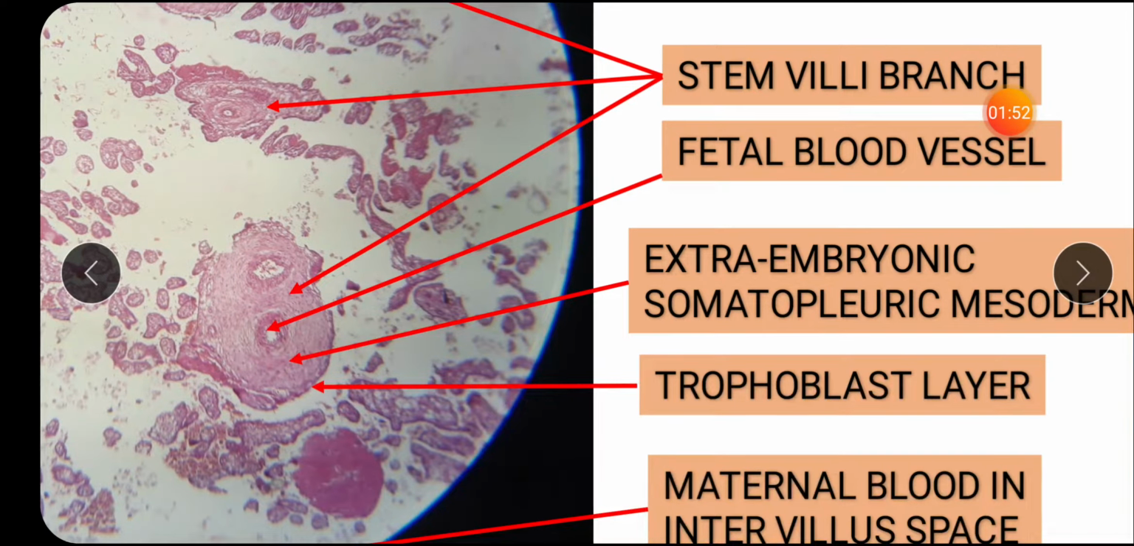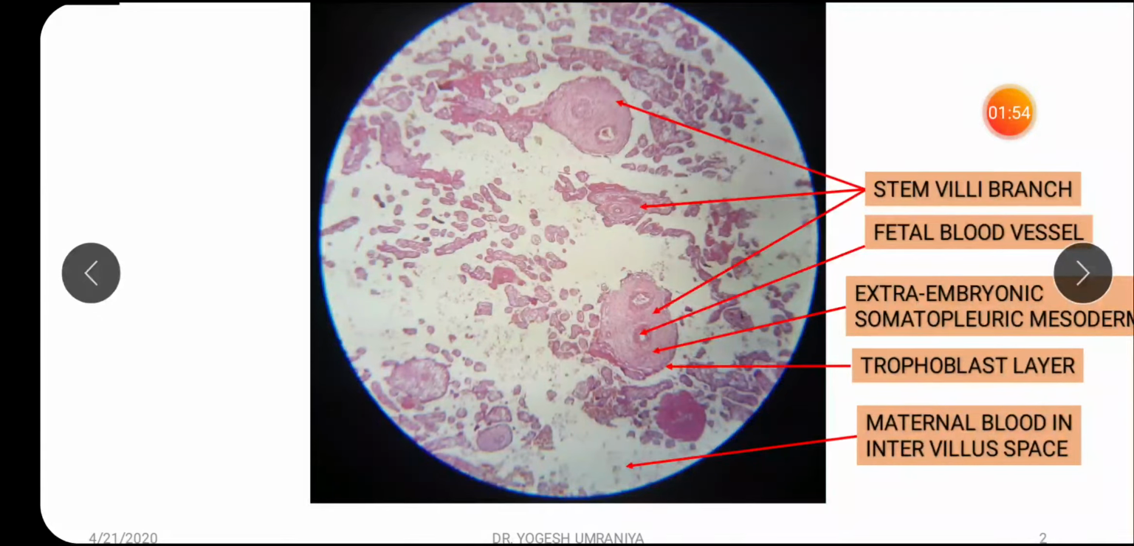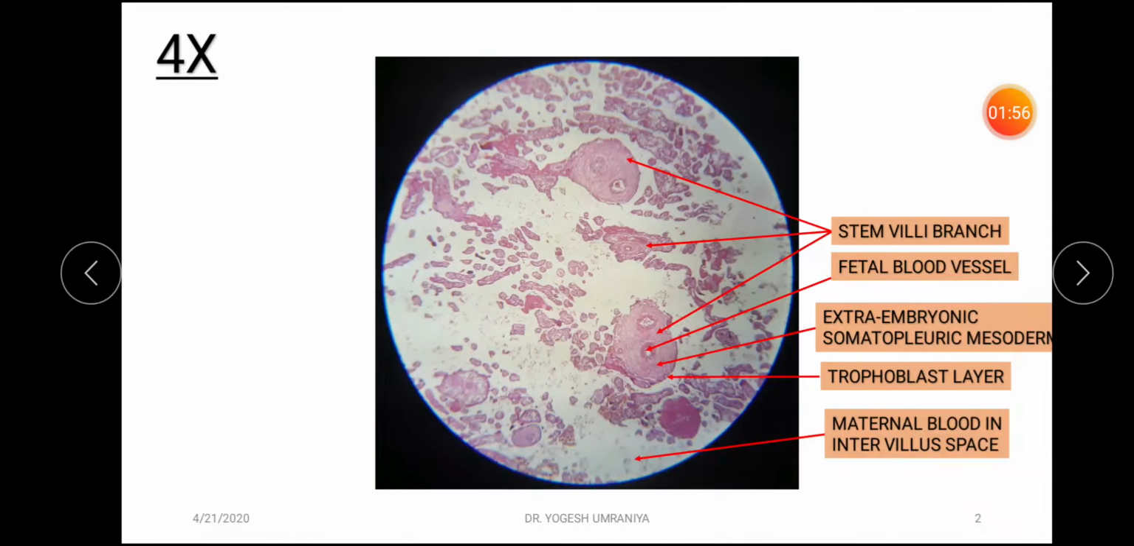Now in between these chorionic villi there is a space that is known as the intervillous space, which is containing the maternal blood. So this is the image under the 4x.